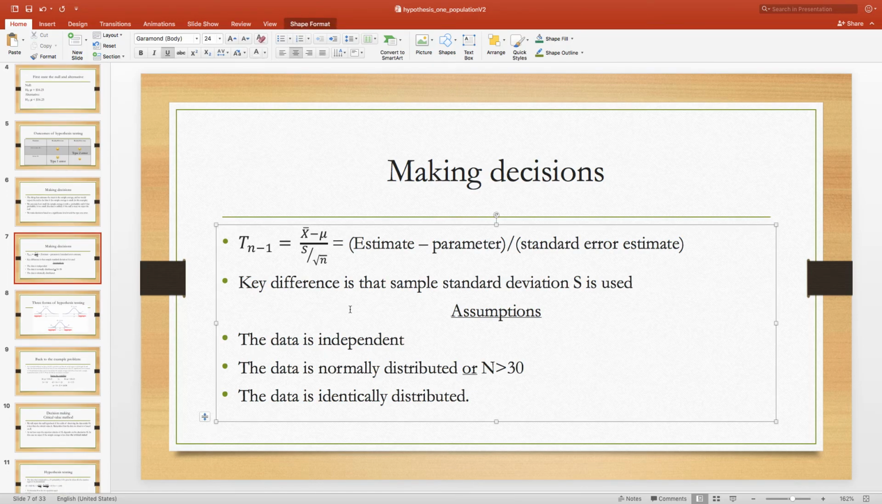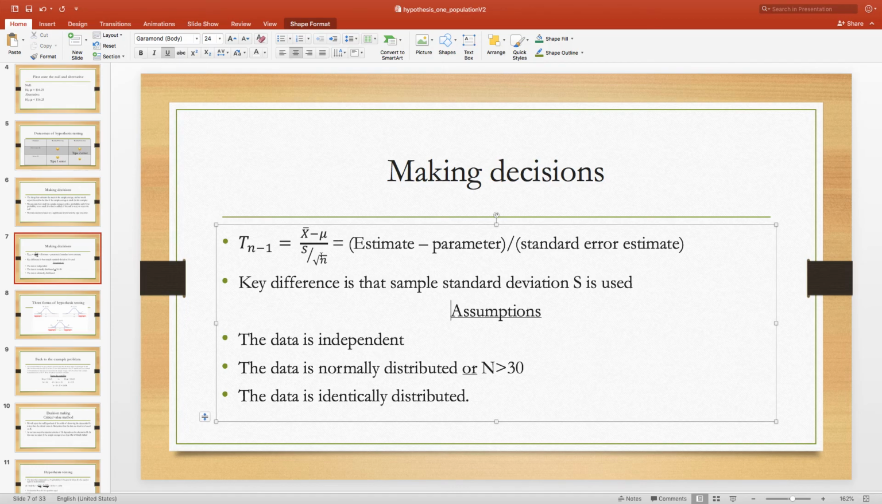So here we're going to make our decision, and we have a very fortunate statistic that involves our sample average X bar, our hypothesized mean mu, our sample standard deviation S from our data divided by the square root of n. So using this statistic, we're going to calculate the type 1 errors and evaluate between the null and the alternative to test hypothesis.